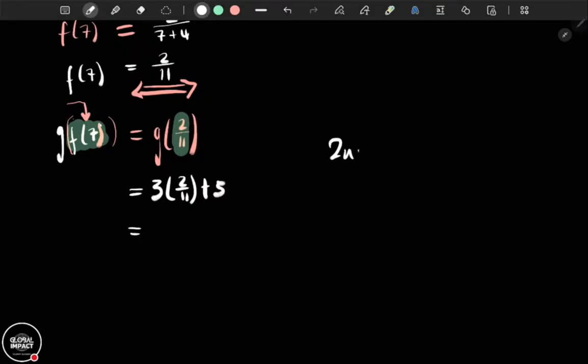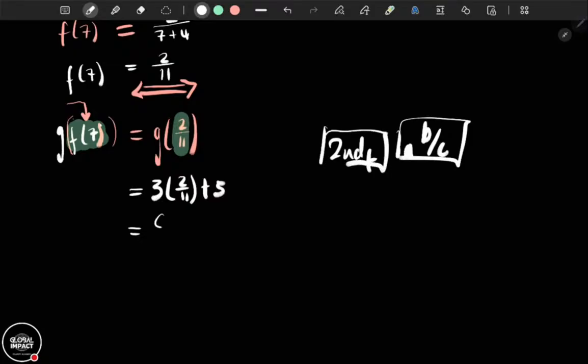Then we say second function, then we press this a b over c so that we get it to be an improper fraction. Second function a b over c. You get 61 over 11.